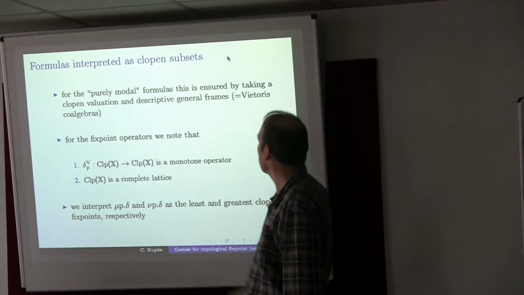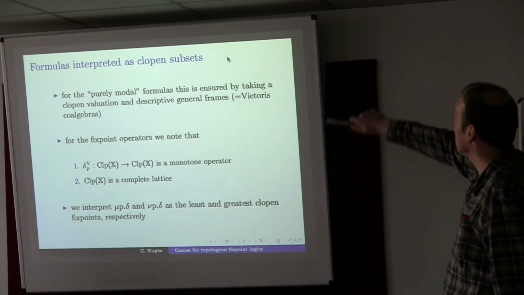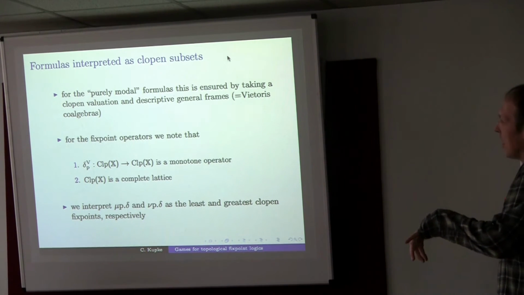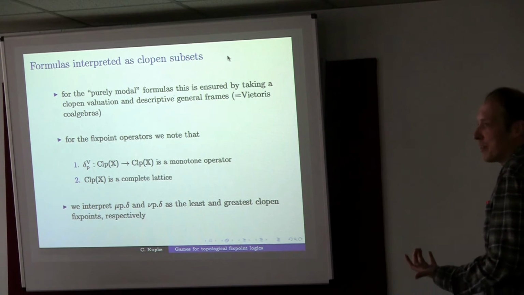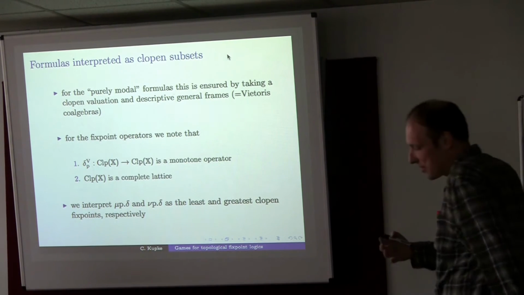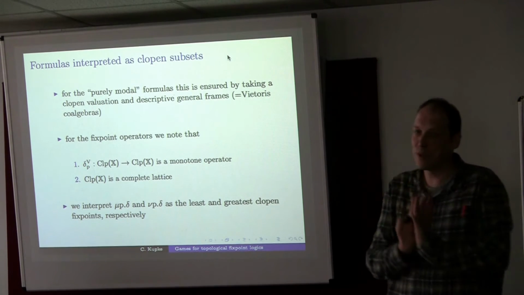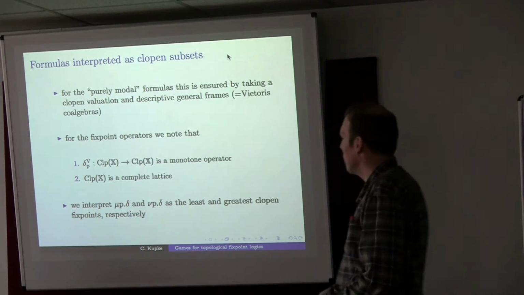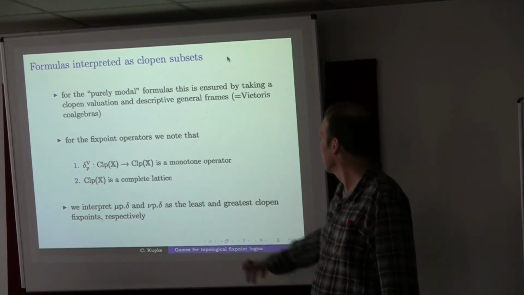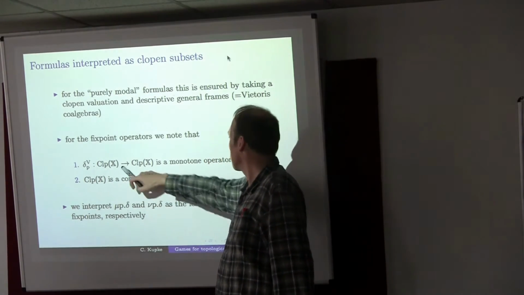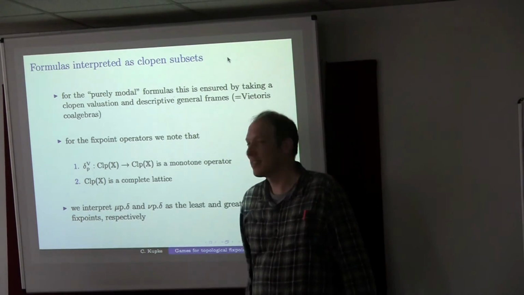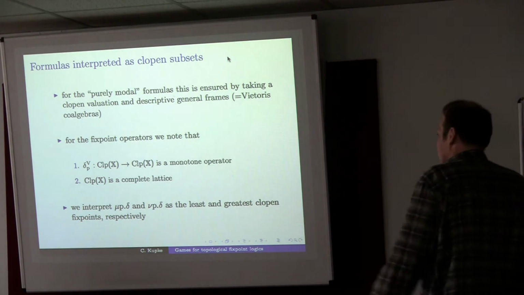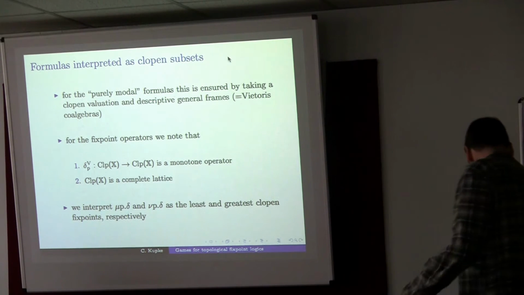So for the purely modal formulas, we ensure that they're clopen by just making sure that the valuation is clopen, and by the fact that we are on descriptive general frames. The fact that this R satisfies the conditions means immediately that for all the modal formulas you can write down, the denotation will be a clopen subset. But for the fixpoint operators, we have to note that this will be a monotone operator on clopens. This is a complete lattice, so we can again interpret it as the least and the greatest fixpoint. But now the least and the greatest clopen fixpoint.